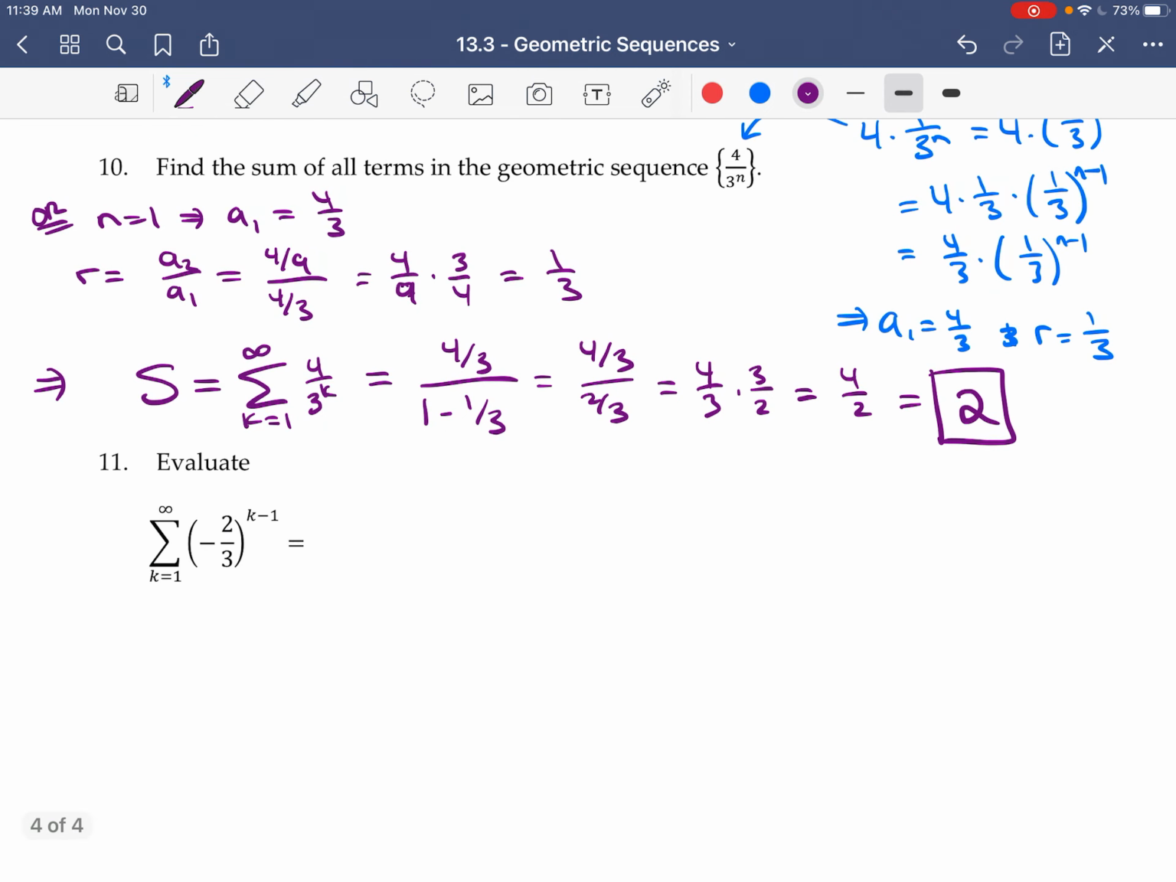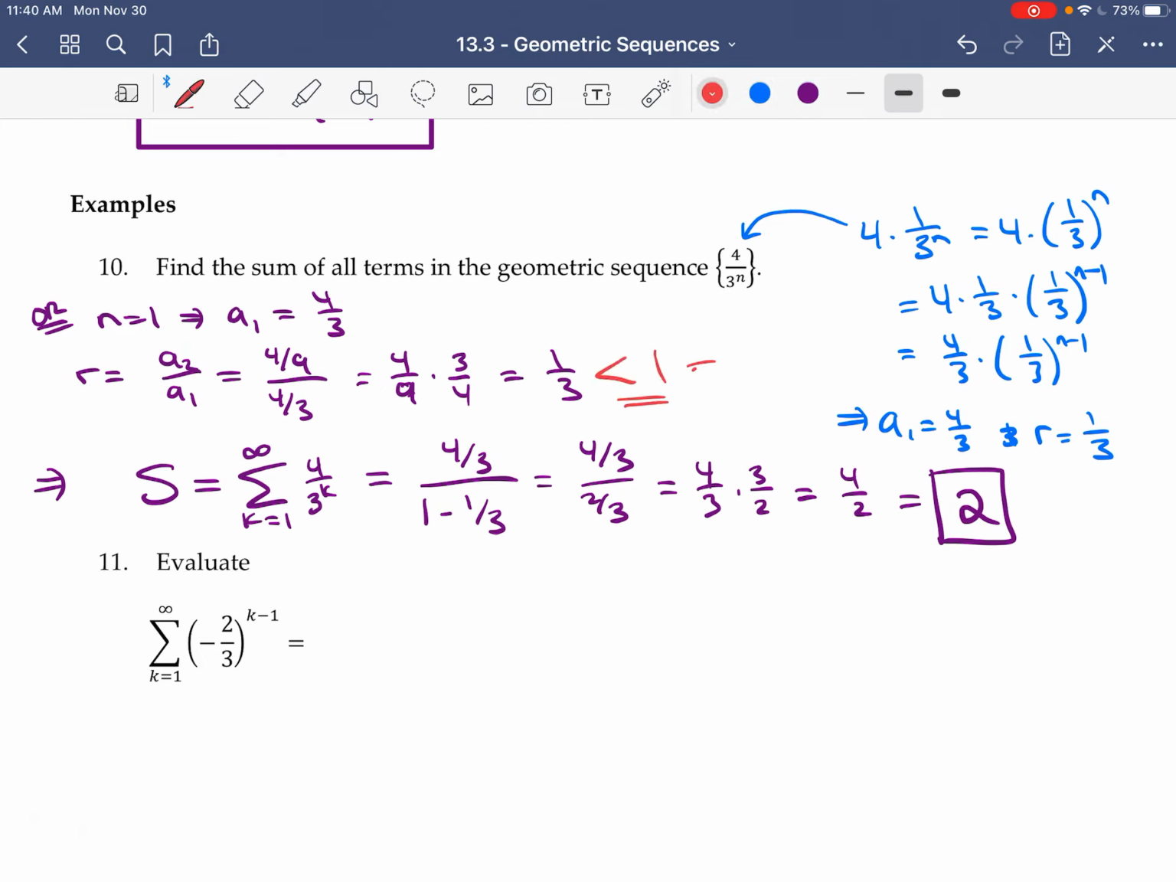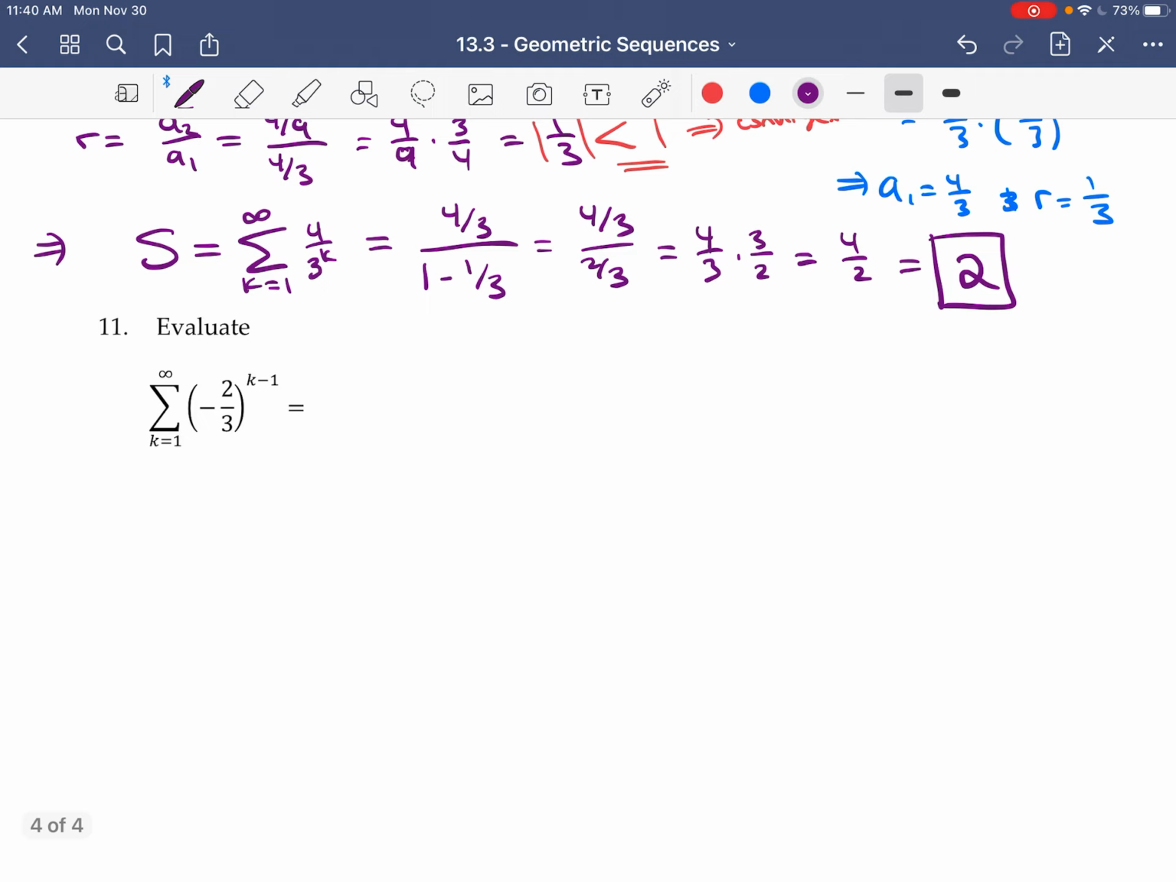I want you to try something similar for number 11. Again, this is the same because this thing in here is a geometric sequence, and I should have said here that this r is less than 1 in absolute value. So that means the sum converges. You want to try the same thing down here. The r is going to be in the same category, so this sum will converge, and you want to find what it converges to. So that's an introduction to geometric sequences.